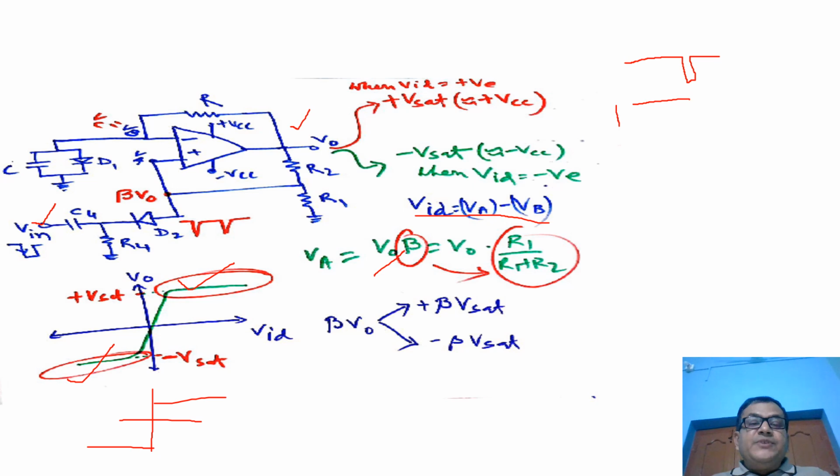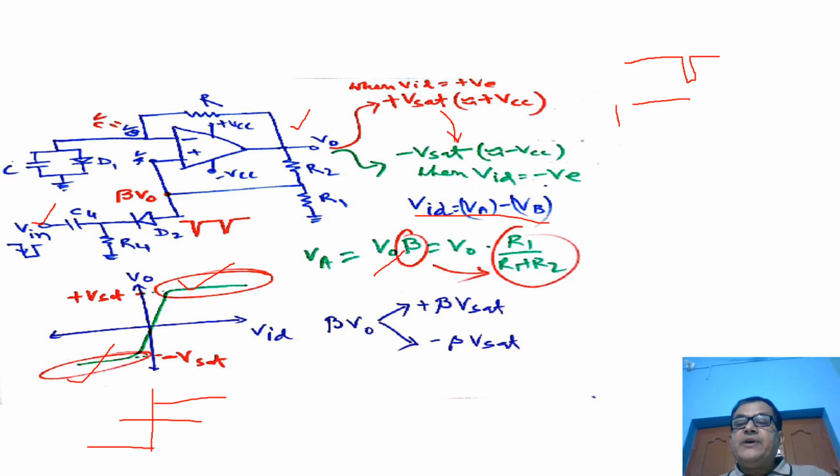So the voltage of this point is plus beta into Vset, so definitely this voltage should be greater than this one, greater than plus beta into Vset. However, in one sentence we can say the voltage of this input trigger pulse should be enough so that it makes the VID negative. Now once the VID becomes negative, the output of the op amp switches from 1 to 0, that is from plus Vset to minus Vset.